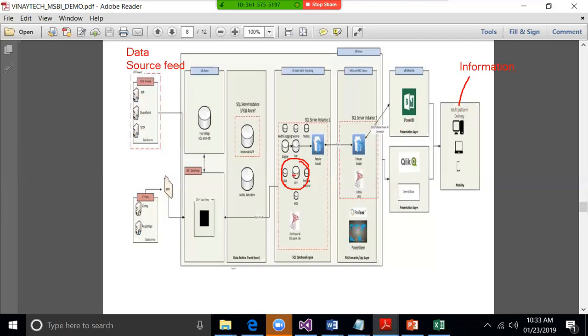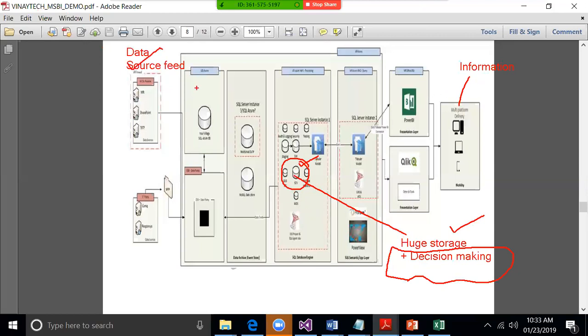Then what is a warehouse? Huge storage suitable for decision making. If you use any database for huge storage, and you maintain huge storage and use it for decision making, that is called a warehouse. So data is the source, information is the warehouse.